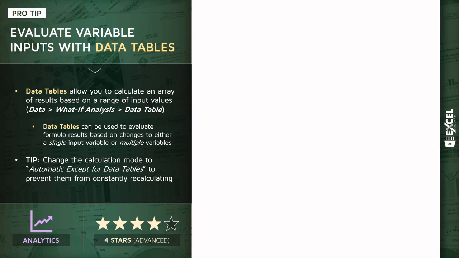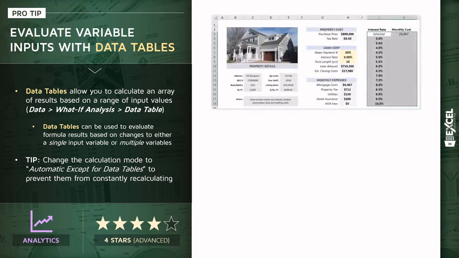What we're talking about are the data tables that you'll find in your data tab from the what if analysis tools. And what these data tables do is they allow you to calculate an array of results with the click of a button based on an entire range or variety of potential input values. So to show you what I mean by that, we're going to look at our property cost calculator tool, which we've seen before throughout the course.